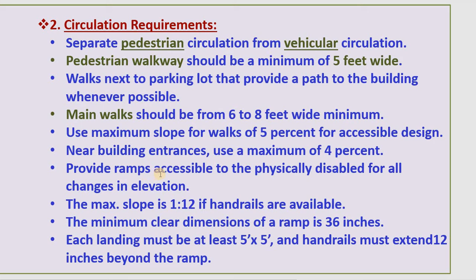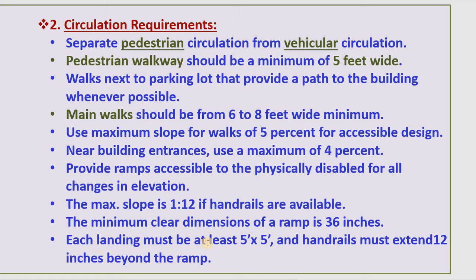If you have a ramp for accessibility for the physically disabled because of a change in elevation, you need to design the ramp for accessibility to run in that way. The maximum slope is 1/12 if handrails are available. If you have the handrail and the slope of the ramp is 1/12, the minimum clear dimension of the ramp is 36 inches. That means the ramp cannot be less than 36 inches.